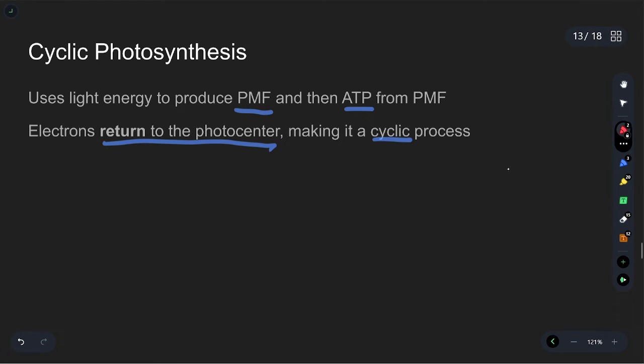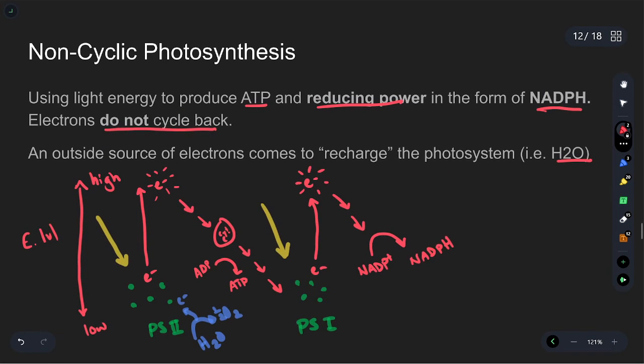So if we go back to our Z-scheme. Oh, and the reason why we refer to it as a Z-scheme is because if you see the shape of this, it does look like a Z in a way. So just another visual to help you.